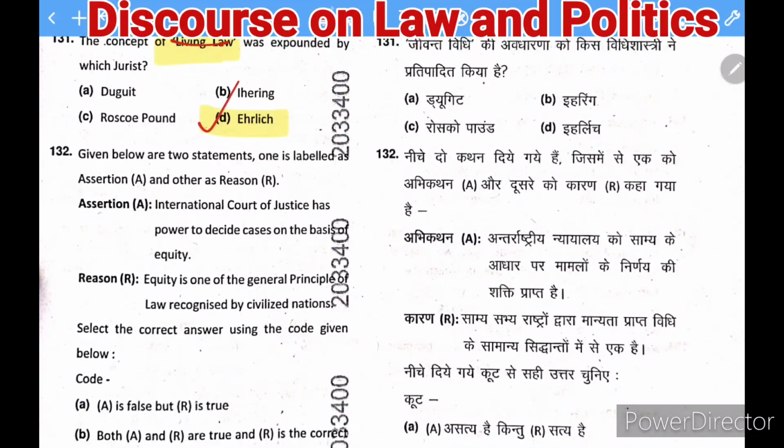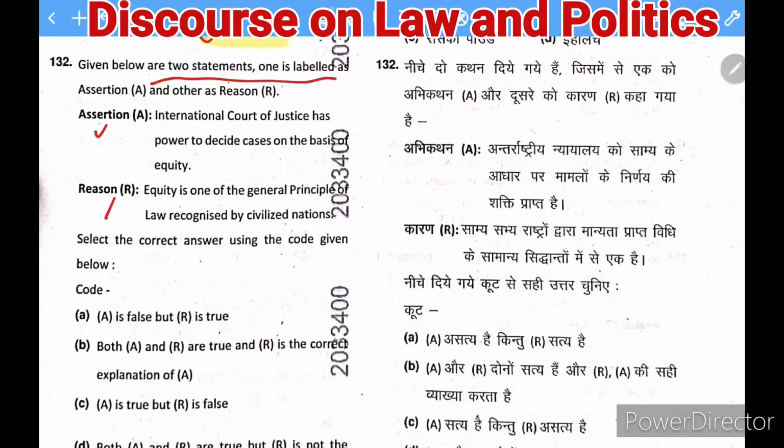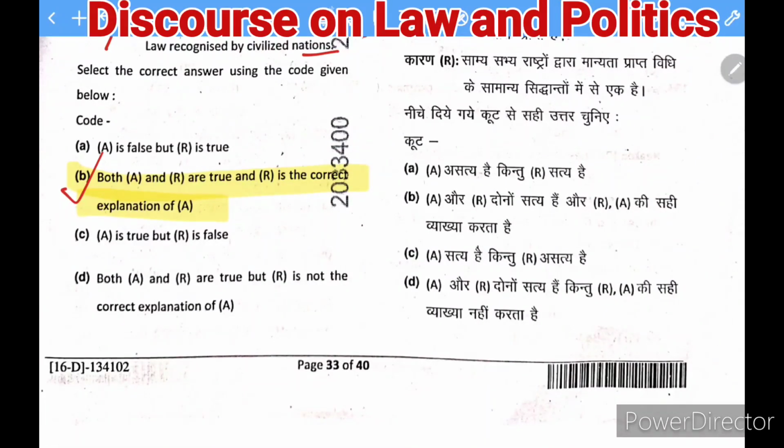Next question. Given below are two statements. One is labeled assertion and the other is reason. So let's start with the assertion and reason here. The International Court of Justice has power to decide cases on the basis of equity. Yes, it is correct. Equity is one of the principles of law recognized by civilized nations. Yes, it is also correct because it has been recognized. Therefore, the International Court of Justice is taking the help of equity here. So there is a nexus. That means both statements A and R are true and R is the correct explanation of A. So this is the correct answer here. Moving to the next question.